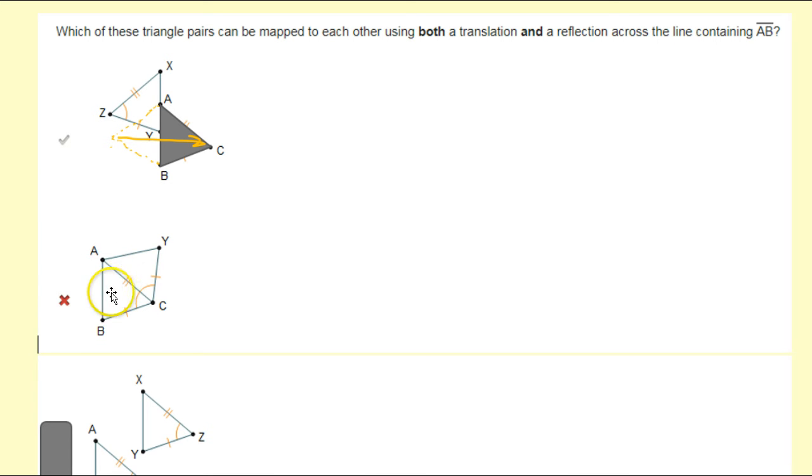Okay, if you picked the second one, hopefully you picked it because you were seeing the reflection. If we reflect it so that point B lands on point Y, that's what it takes to map the one triangle onto the other. But they don't want it to just be a reflection only. They wanted a reflection and a translation. That's why the answer was the first one.